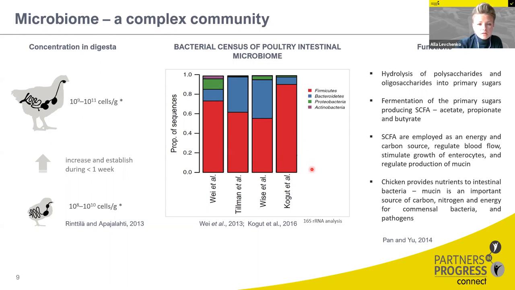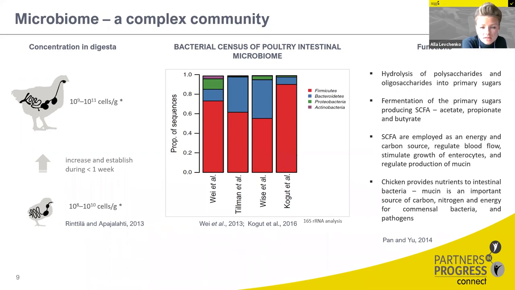And actinobacteria. If you look at the proportional split, firmicutes take the largest space in the segment of cecum. And as a firmicutes group, they are primarily responsible for the hydrolysis of the polysaccharides and the oligosaccharides into primary sugars. And then the products of the fermentation, such as short-chain fatty acids, act as a substrate as an energy source for the intestinal cells and also sometimes for bacteria.